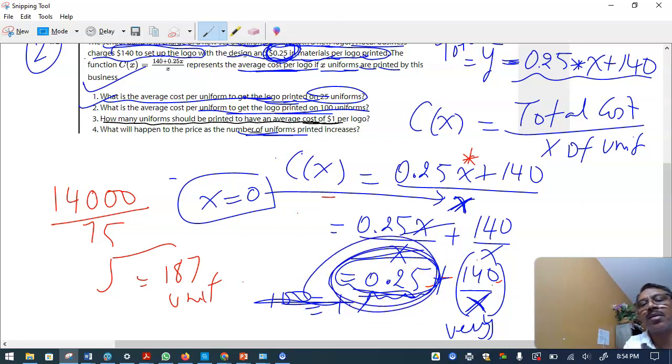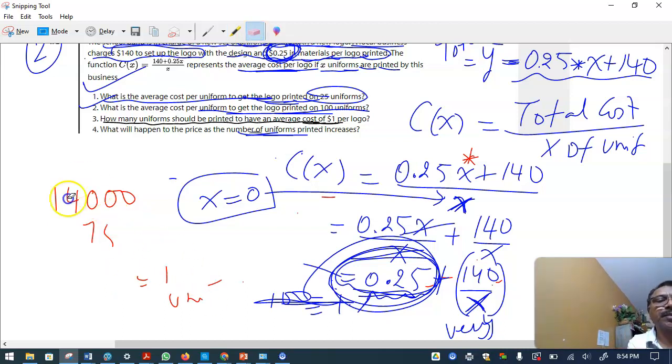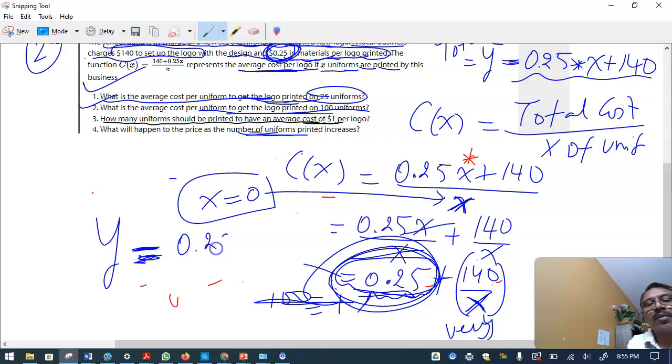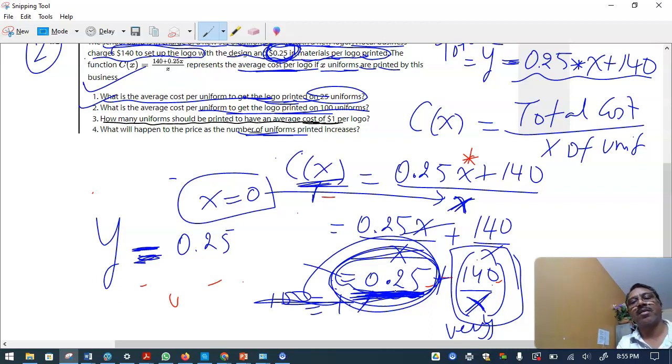That's all that means. And that's like y equals, so the horizontal asymptote that I'm saying is 0.25 because that's what is going to happen. So this is going to be 0 almost. So this is what is left. So the average cost per uniform will be 0.25, that means just 25 cents. I hope that makes sense.